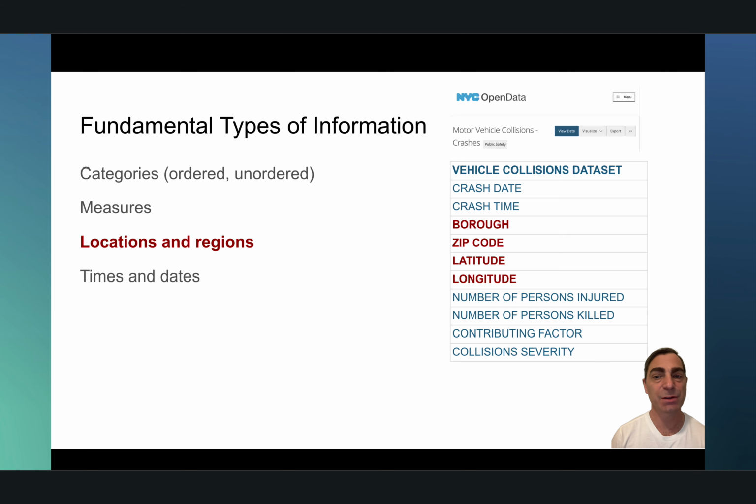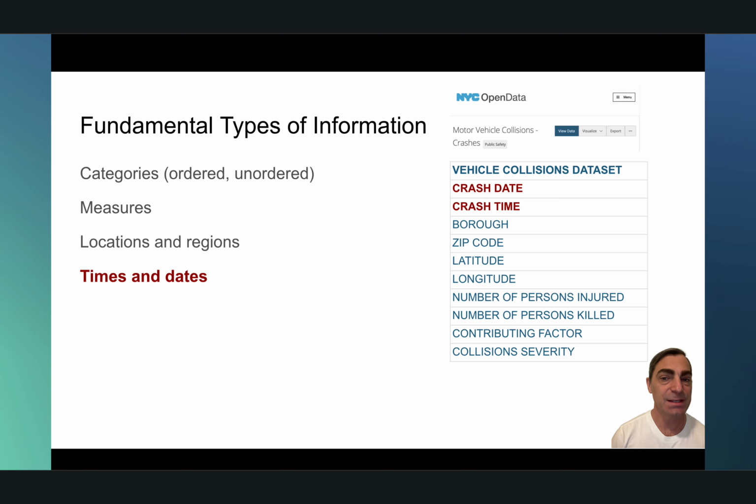Next one, locations and regions. In the dataset here we have borough, zip code, latitude, and longitude. And you may notice here that in this case we can have different types of geographical or spatial information. For instance, borough and zip code are categories that represent geographical areas or locations, whereas latitude and longitude are quantities that together represent a specific location through geographical coordinates.